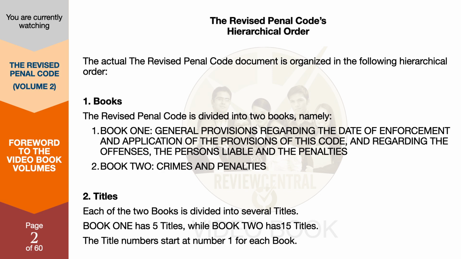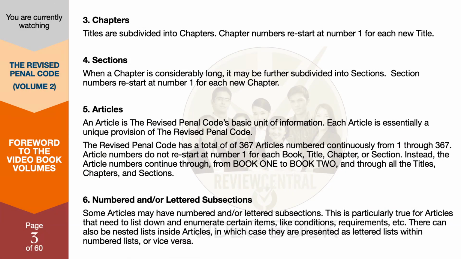Number 2. Titles. Each of the 2 books is divided into several titles. Book 1 has 5 titles, while Book 2 has 15 titles. The title numbers start at number 1 for each book. Number 3. Chapters. Titles are subdivided into chapters. Chapter numbers restart at number 1 for each new title. Number 4. Sections. When a chapter is considerably long, it may be further subdivided into sections. Section numbers restart at number 1 for each new chapter.